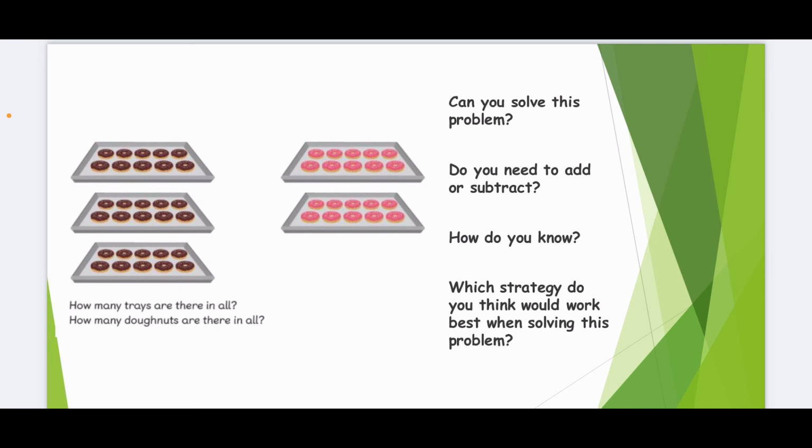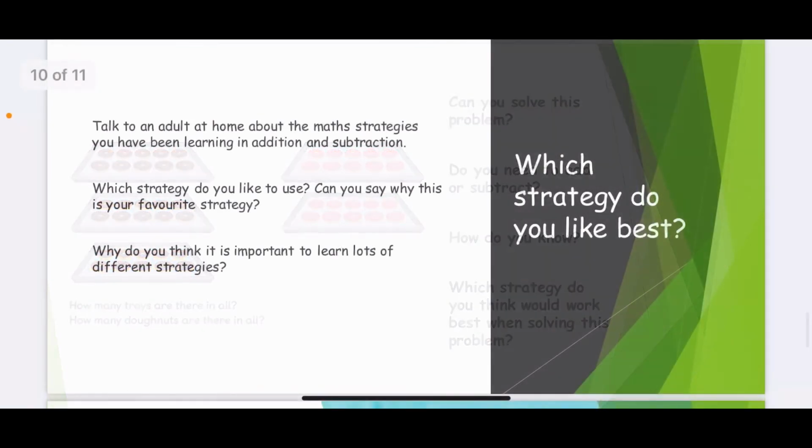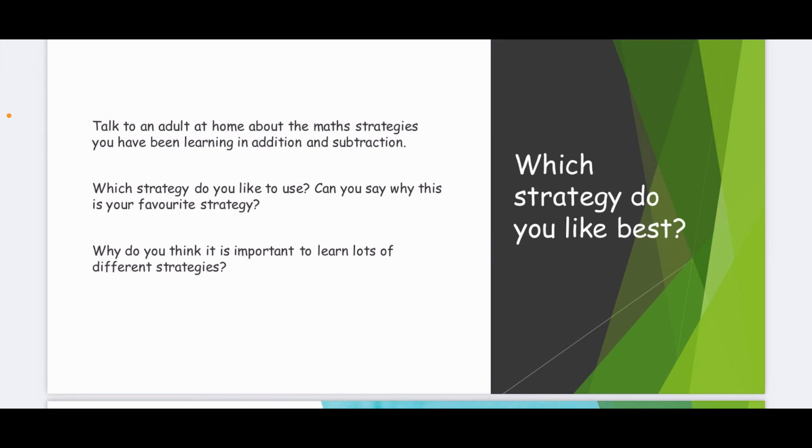Can we count in tens together? 10, 20, 30, 40, 50. So there are 50 donuts altogether. Which strategy do you like best?